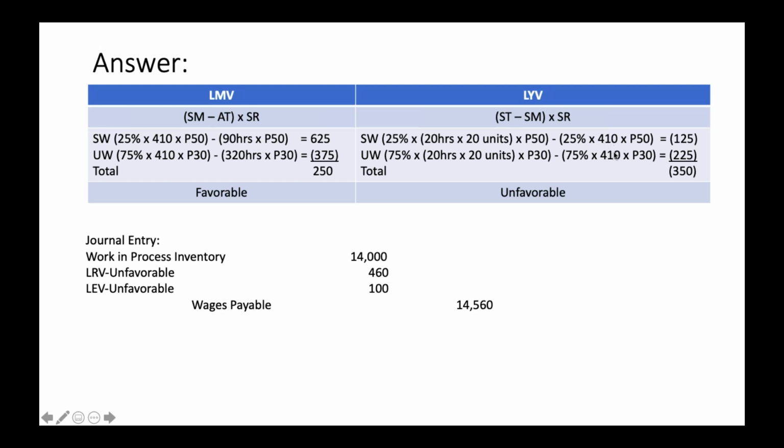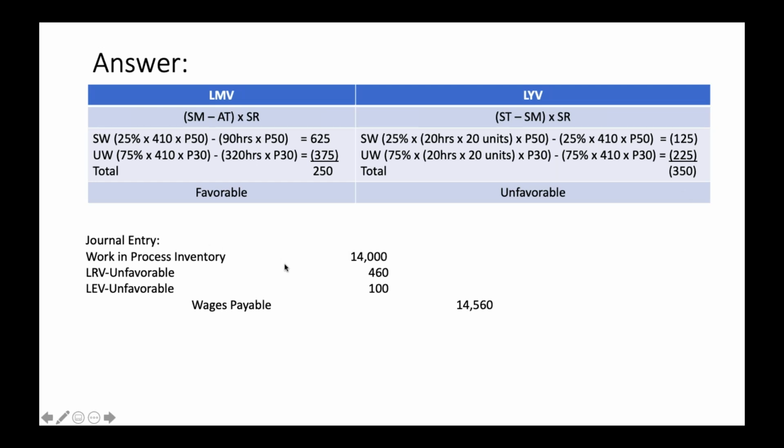102.5 was supposed to be incurred by the skilled workers. But based on our standard hours, that should have been only 100. So the output based on the mixture consumes more, and that is unfavorable. Okay, 125 and 225. So a total unfavorable of 350.